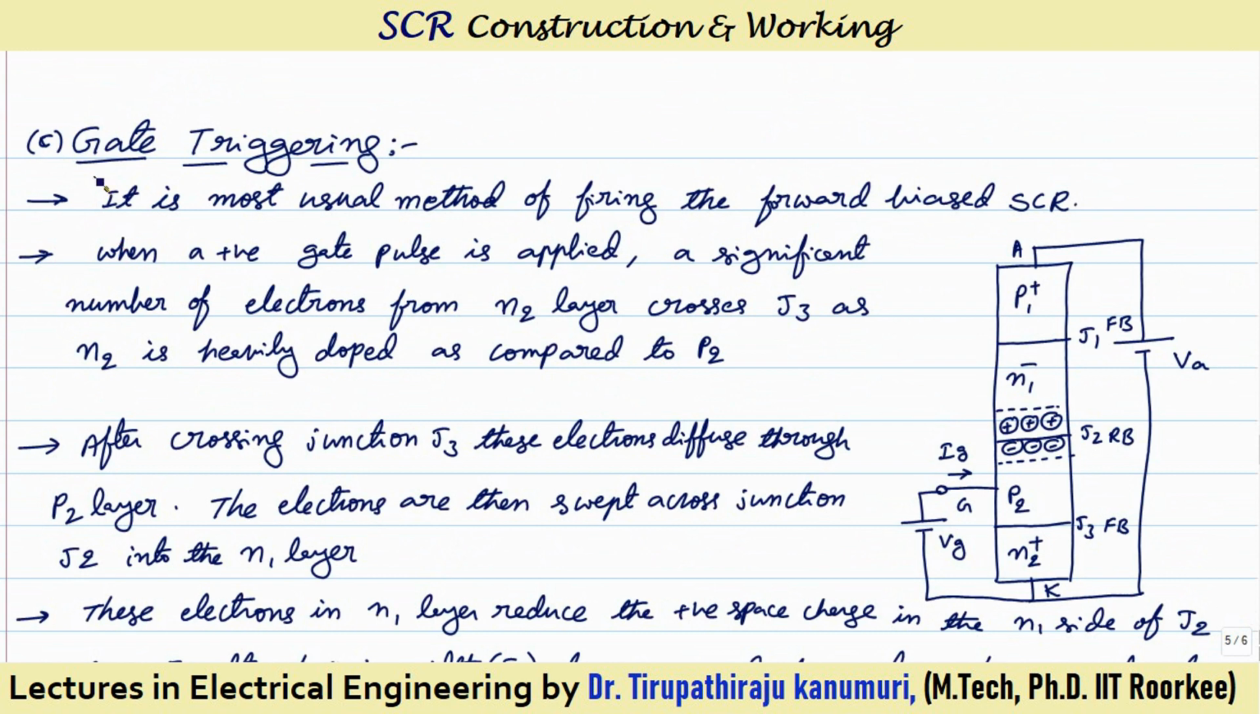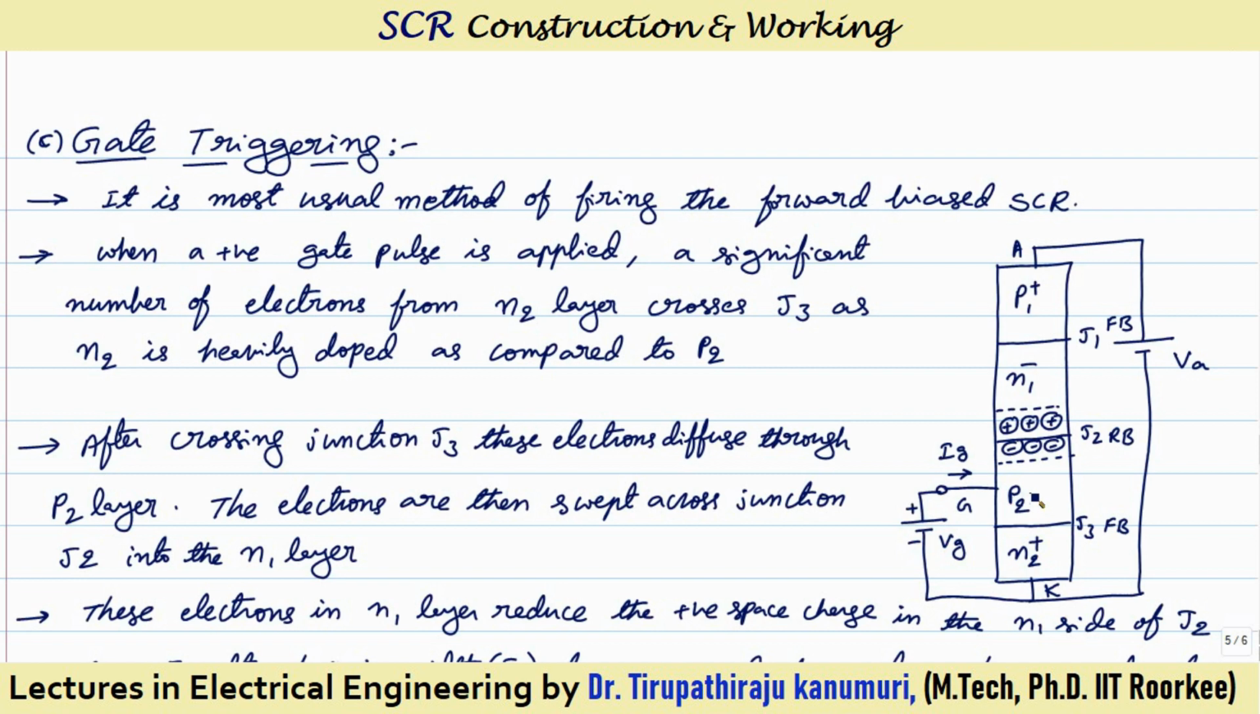Then the most commonly used method is the gate triggering. It is the most usual method of firing the forward biased SCR. In this case we give a positive voltage to the gate with respect to the cathode. Let us assume I have connected a DC source. When you apply the voltage, you can see this PN junction is forward biased. Because of the positive terminal connected here, it will attract the electrons from here, and the negative terminal will attract the holes.